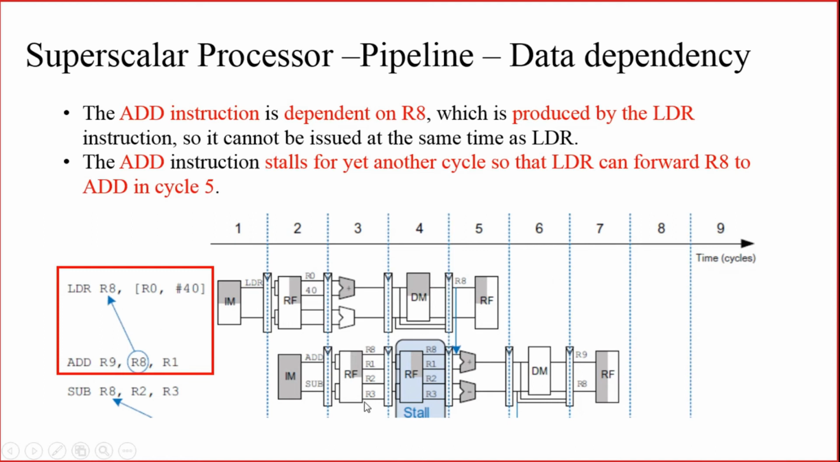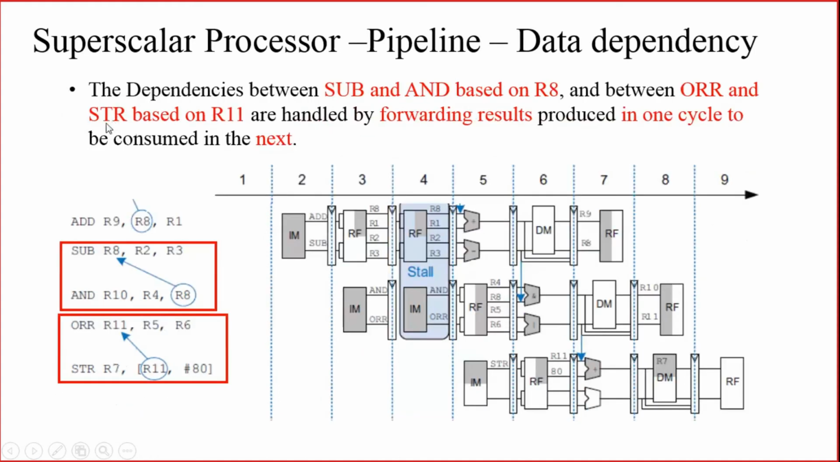So this was the first operation which has taken place. In the first cycle, only the load was executed, or taken by the superscalar processor. Why? Because of this dependency. Then in the second cycle, two operations were taken, because it is a two-way superscalar processor. There is a dependency between sub and AND, again on R8.